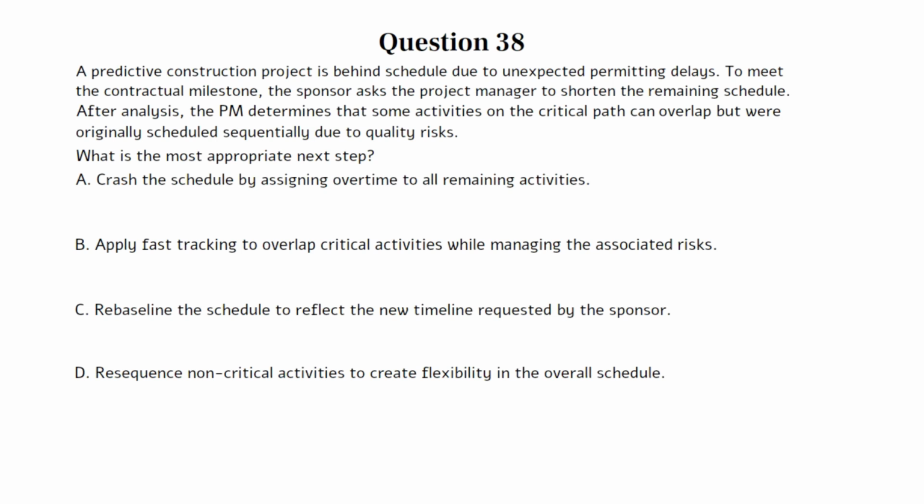After analysis, the PM determines that some activities on the critical path can overlap but were originally scheduled sequentially due to quality risks. What is the most appropriate next step? A. Crash the schedule by assigning overtime to all remaining activities. B. Apply fast tracking to overlap critical activities while managing the associated risks.